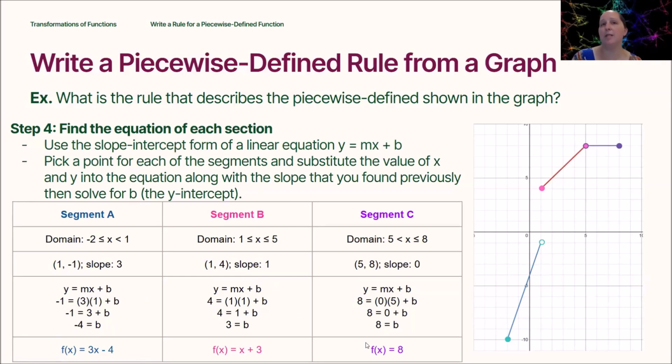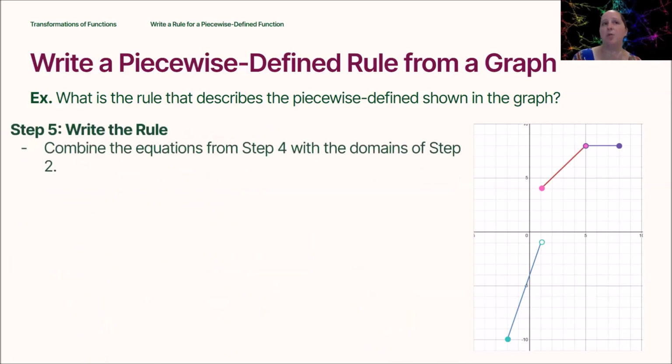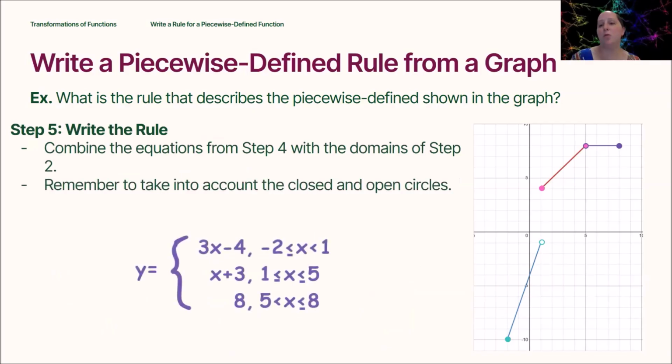Now I'm going to put those into a piecewise function. So now I'm going to write this rule. I combine all of those equations from step 4 with the domains of step 2. Remember to take into account the closed and the open circles. So remember those equal bars underneath your values. So it's 3x minus 4 from -2 to 1, x plus 3 from 1 to 5, and 8 from 5 to 8.